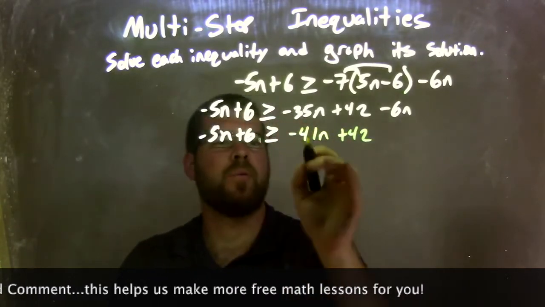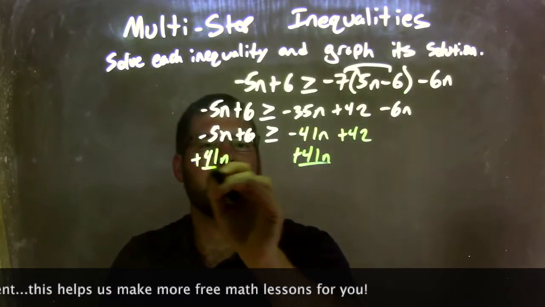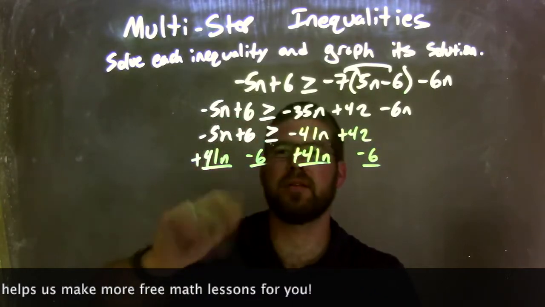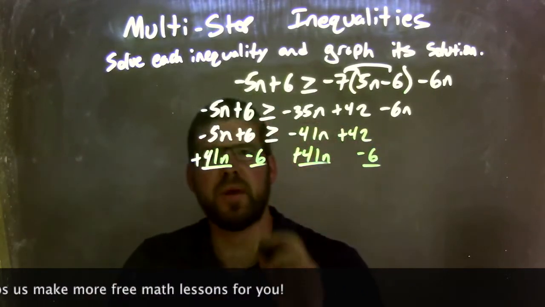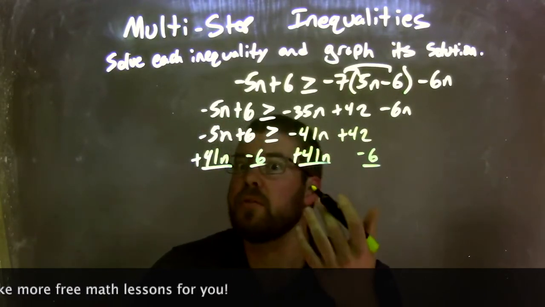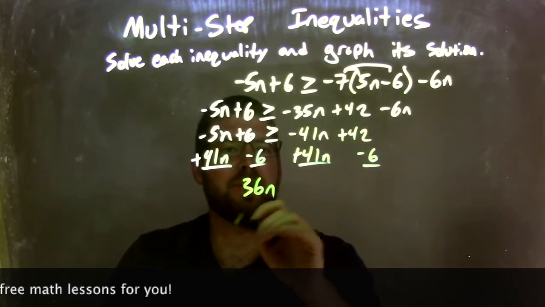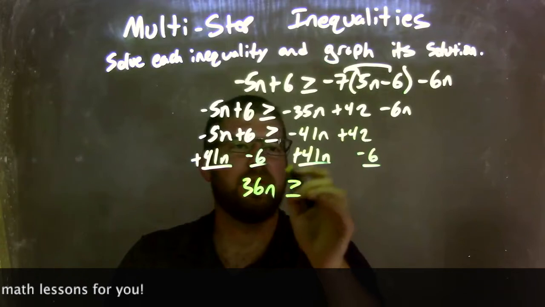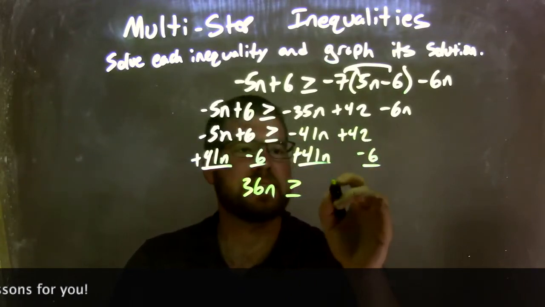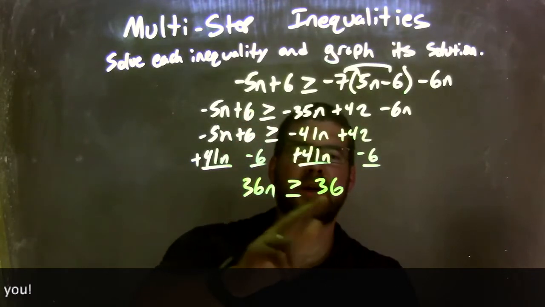Okay? So now let's bring our like terms together. So I'm going to add a 41n to both sides, right here, plus 41n. And I'm going to subtract a 6 from both sides. Let's do both at the same time here. Bring my n's to the left, my numbers to the right. Well, positive 41n and negative 5n comes out to be 36n, positive 36, that's greater than or equal to, and then negative 42 minus 6. 42 minus 6 comes out to be a 36. Okay? So now we have 36n is greater than or equal to 36.